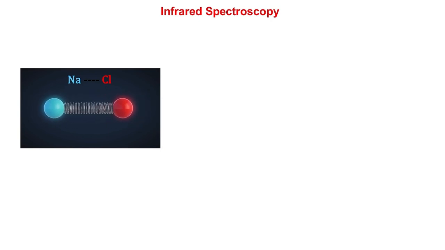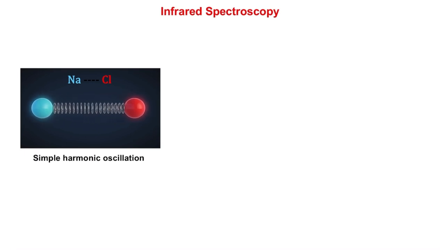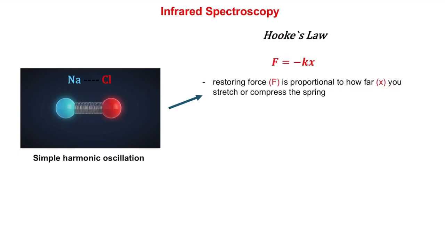If you stretch them apart, the spring pulls them back. If you push them together, the spring pushes back. This back and forth motion is what we call simple harmonic oscillation. That spring behavior follows Hooke's law, which is F equals negative kx, meaning the restoring force is proportional to how far you stretch or compress the spring.